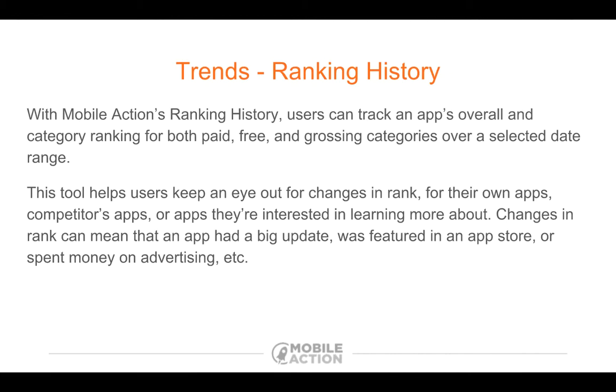Ranking history, users can track an app's overall and category ranking for paid, free, and grossing categories over a selected date range. This is again a tool for both the App Store and the Play Store. This tool will help users keep an eye out for changes in rank for their own apps, competitor apps, or if you're using Mobile Action as a research tool or just learning about apps in general.